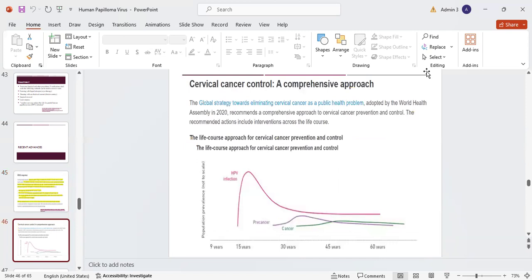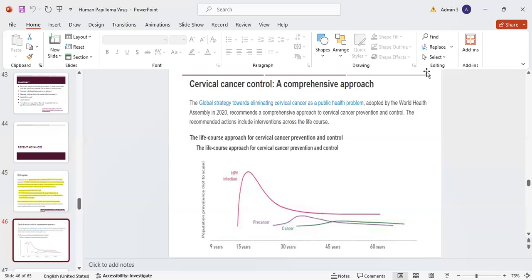A global strategy toward eliminating cervical cancer as a public health problem, adopted by the World Health Assembly in 2020, recommends a comprehensive approach to cervical cancer prevention and control. The recommended actions include interventions across the life course. The life course approach for cervical cancer prevention and control.